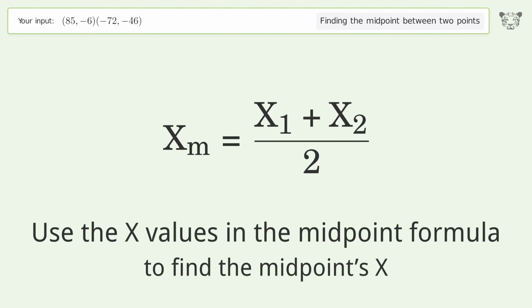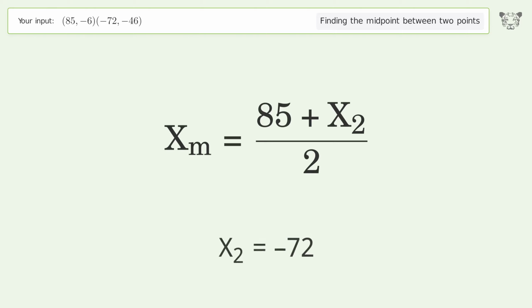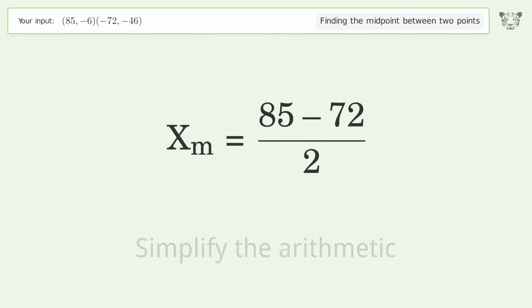Use the x values in the midpoint formula to find the midpoint's x. x1 equals 85. x2 equals negative 72. Simplify the arithmetic.